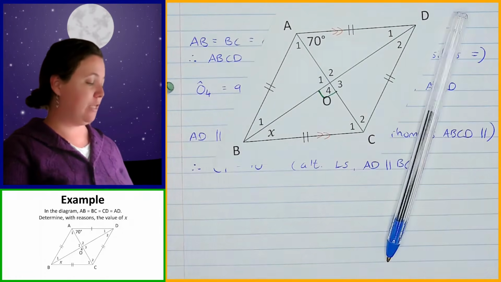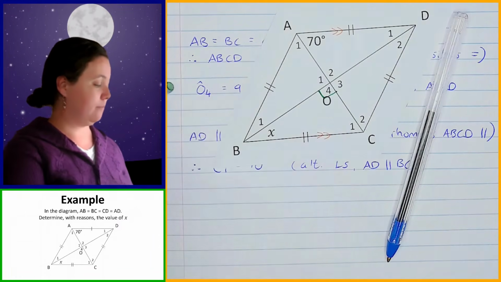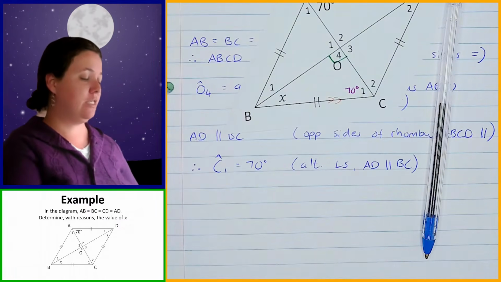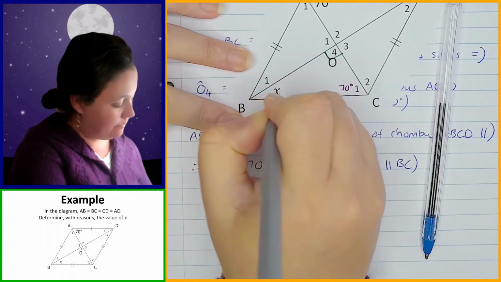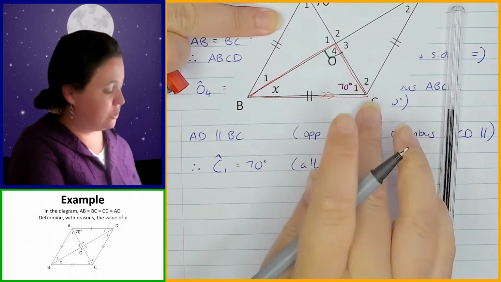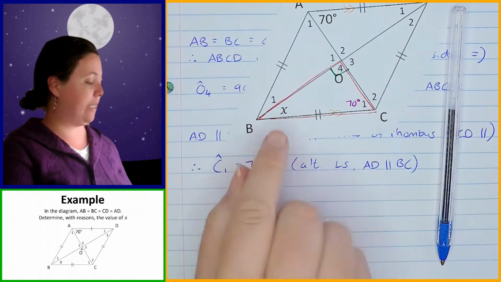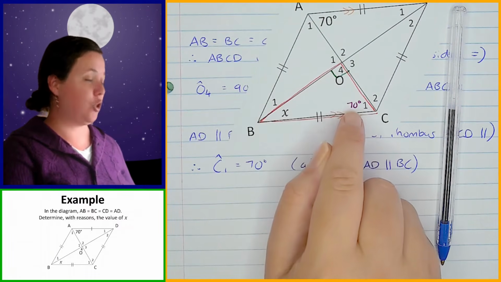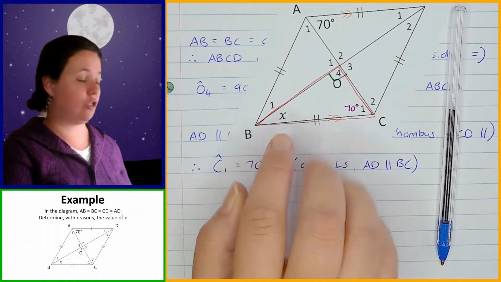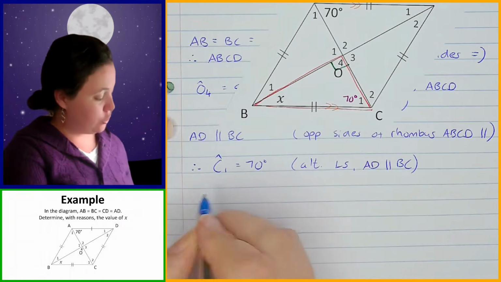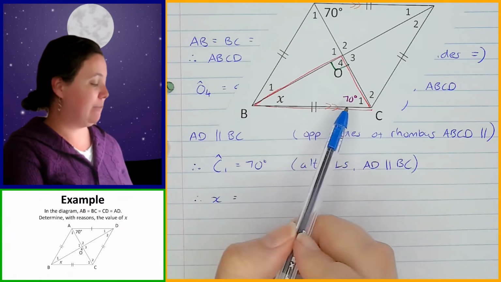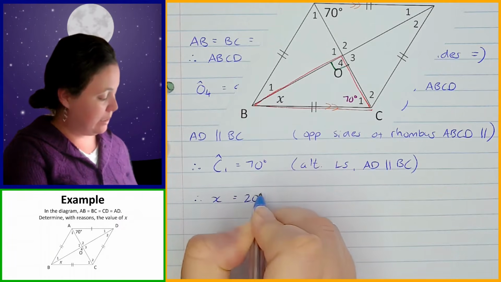Okay, so now I know that this angle over here is 70 degrees. So now if I look at this triangle over here, I can use the interior angles of that triangle to help me to work out what x is, because I know what that angle is and I know what this angle is, so I'm just missing this angle, which is x. So now I can go and work that out using the interior angles of the triangle. So therefore, x is equal to 180 minus 90 minus 70, which is going to be 20 degrees.